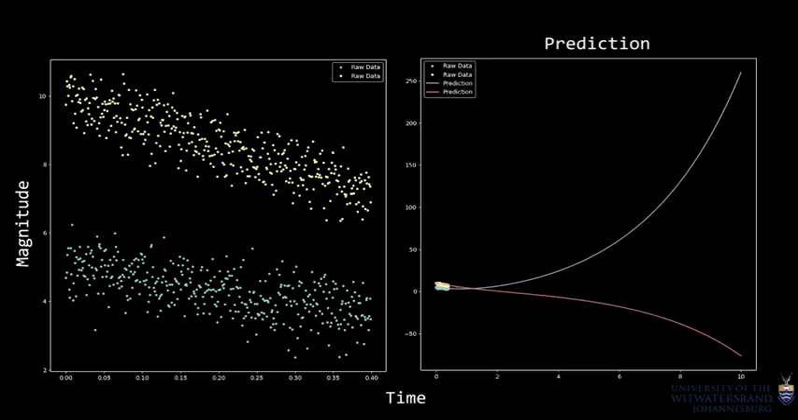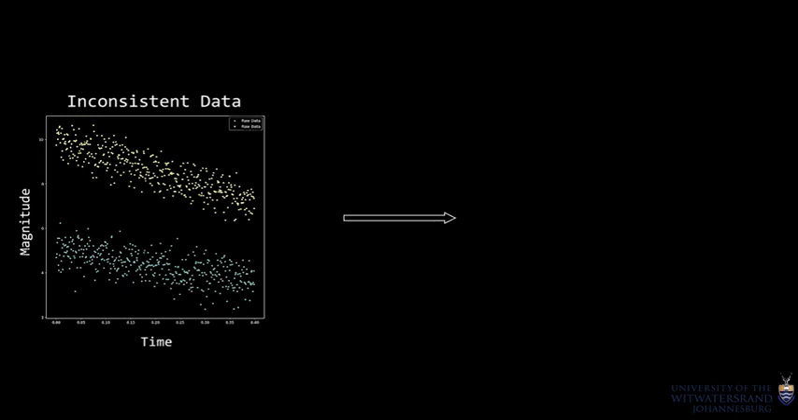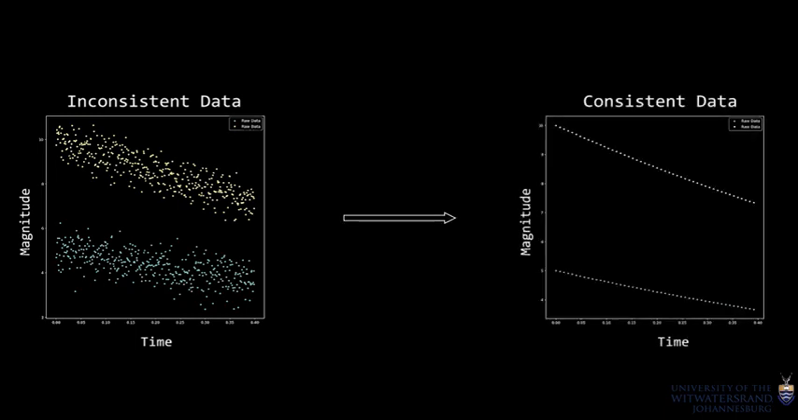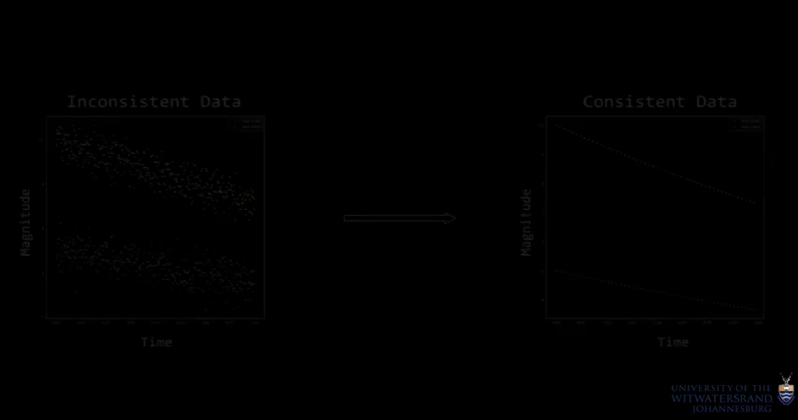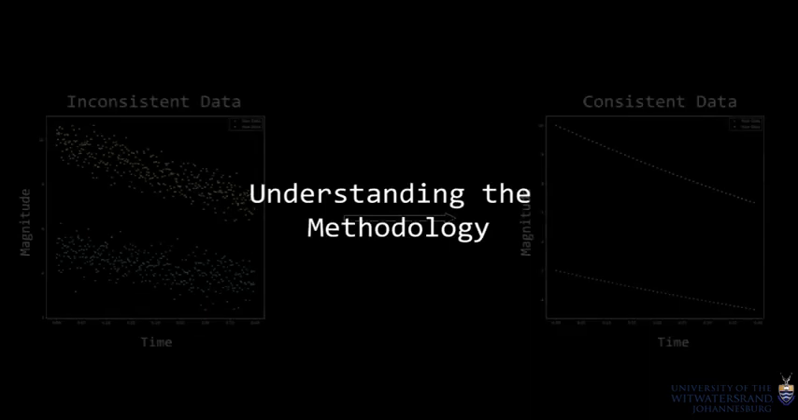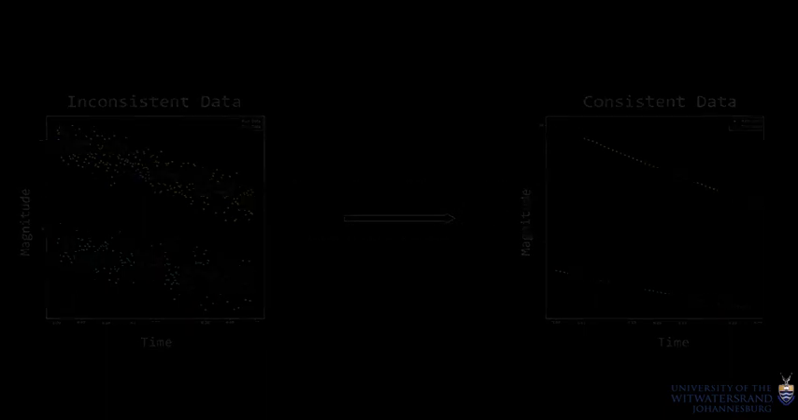It is in situations like this where a methodology should be used to bring some form of consistency to the inconsistent dataset. This will allow the predictive algorithm to more accurately and reliably forecast the system's future behavior. This is exactly what we have created, a methodology that harmonizes datasets so they can be used for accurate predictions.